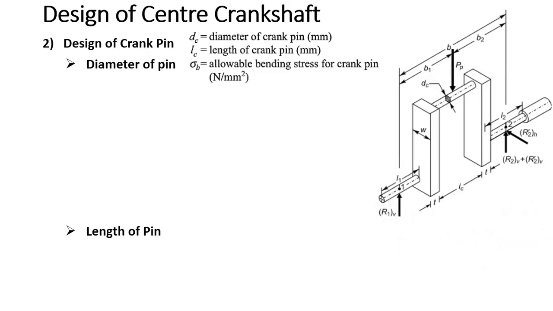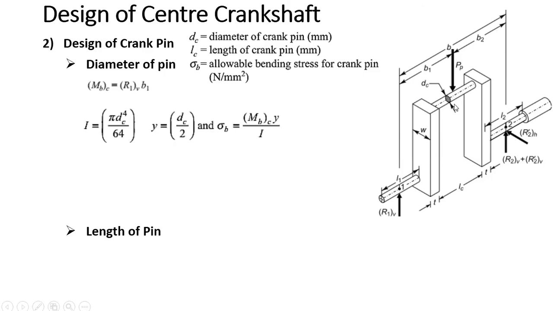Now next we are going to design the crank pin. The crank pin lies here, where the force PP acts vertically. So we have two components: whether I have to design for the diameter of the pin or the length of the pin. DC is the diameter of the crank pin, LC is the length of the crank pin, and sigma B is the allowable bending stress, because bending can occur as the force acts at the center. And this diagram you can consider as a simply supported beam.